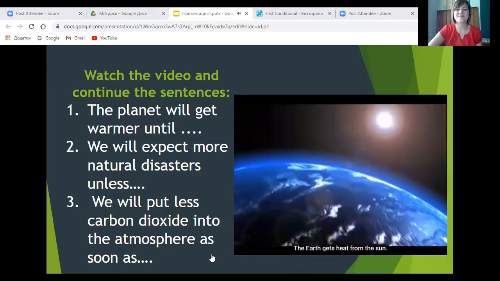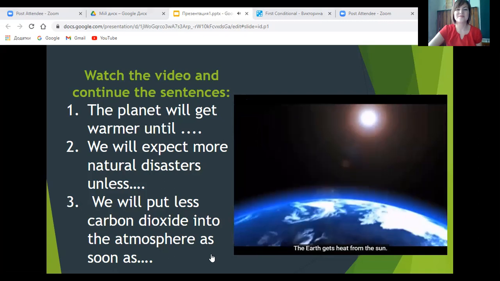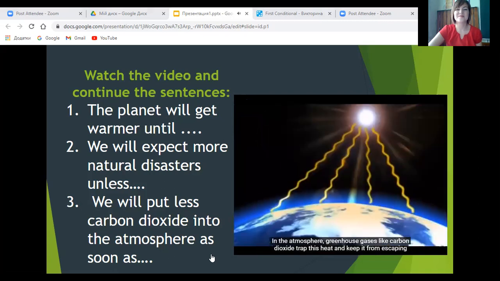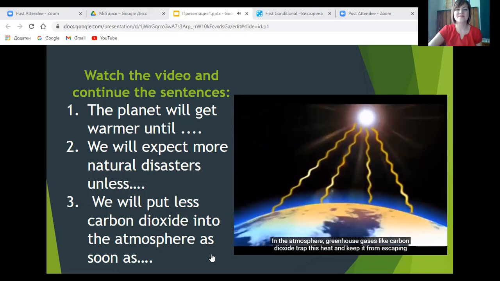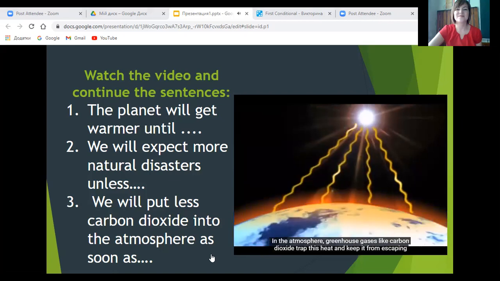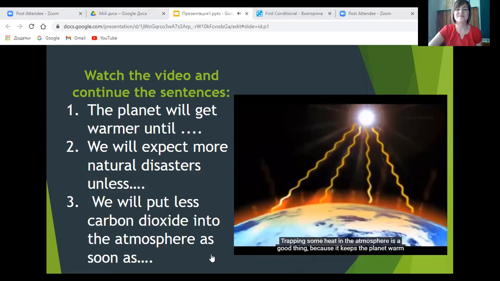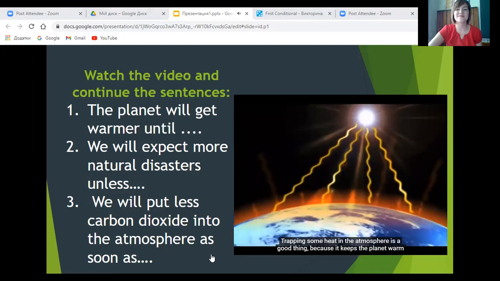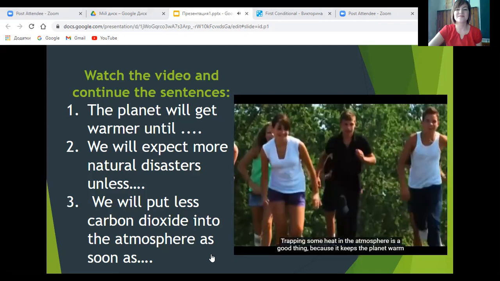The Earth gets heat from the sun. In the atmosphere, greenhouse gases like carbon dioxide trap this heat and keep it from escaping back to outer space. Trapping some heat in the atmosphere is a good thing because it keeps the planet warm enough for us to live.